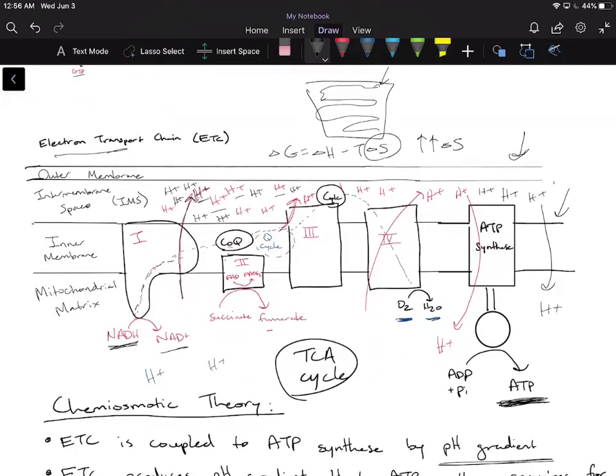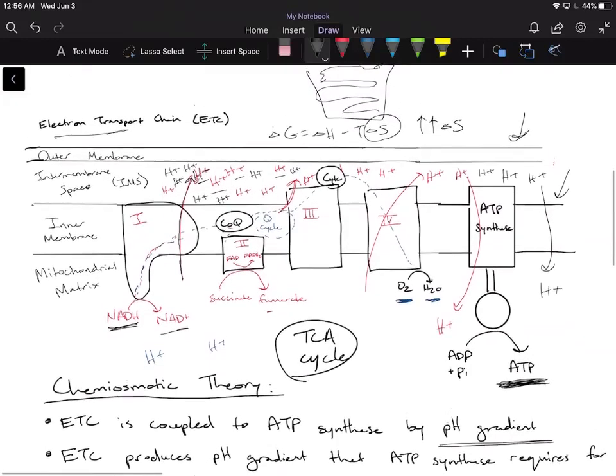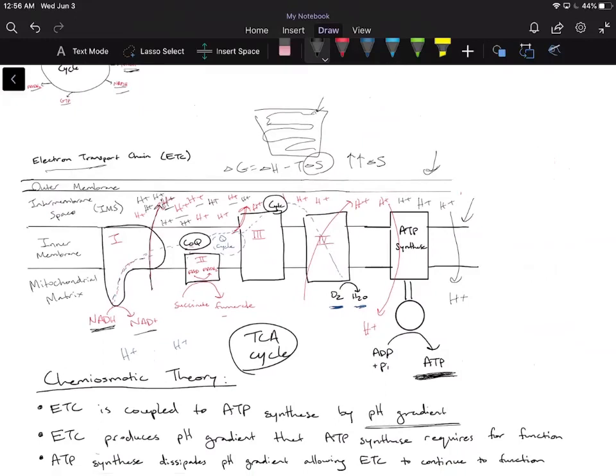So the main idea here is that the electron transport chain is coupled to ATP synthase by a pH gradient or an H plus gradient, right? The electron transport chain produces the pH gradient that the ATP synthase requires for function. So we're basically pumping these protons into the IMS, and then the ATP synthase requires that proton gradient in order to function. So if we didn't have the electron transport chain functioning, and if we didn't have a proton gradient, ATP synthase would not work, because ATP synthase requires that electrochemical gradient, and it uses that electrochemical gradient to form ATP. Okay, so these are the first 2 points.